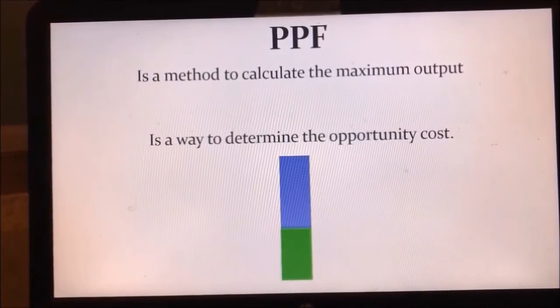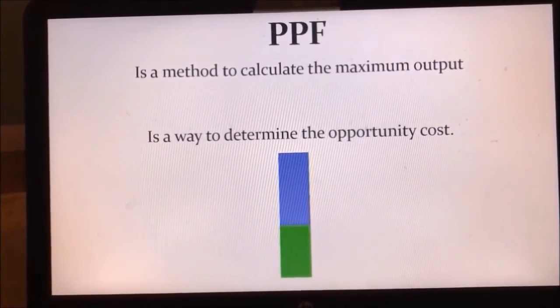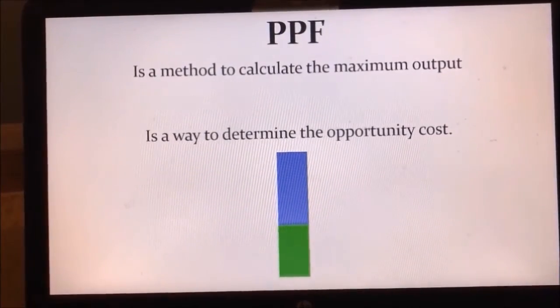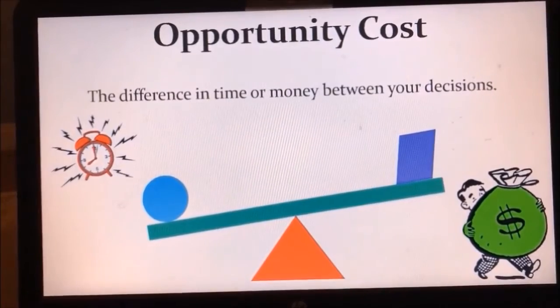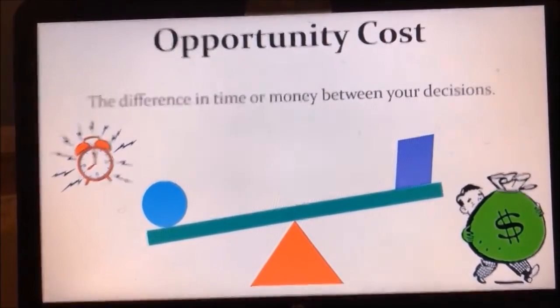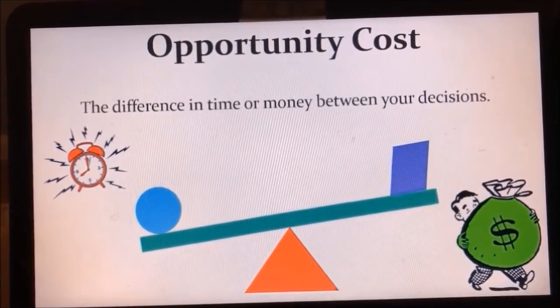The production possibility curve is a method to calculate the maximum output. It's also a way to determine the opportunity cost. What is the opportunity cost, you ask? It's the difference in time or money between your decisions.